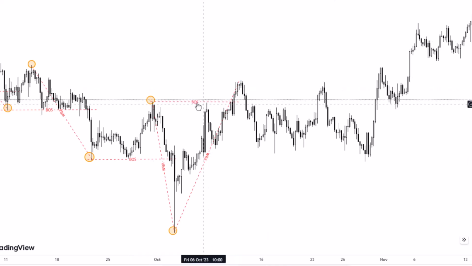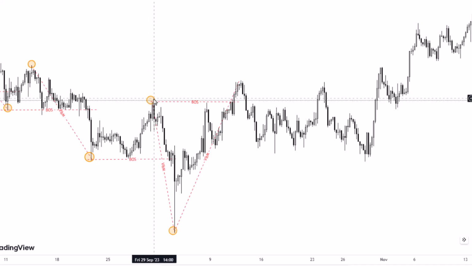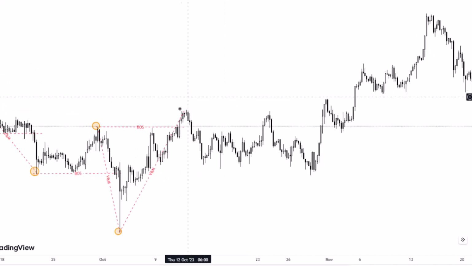Hence, we can say at this point, structure is being what? Broken, because the next 4-hour candle which was created at that point closed fully above our structure. Hence, immediately that happens, we can now say what? There has been a shift in market structure. Immediately this new high was created, let's mark that point.